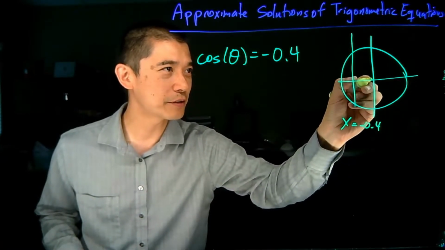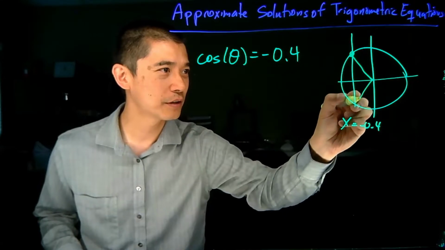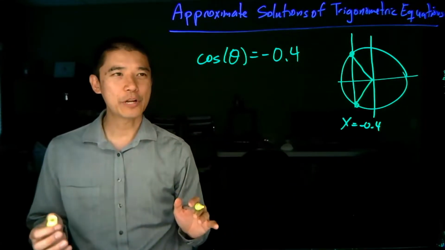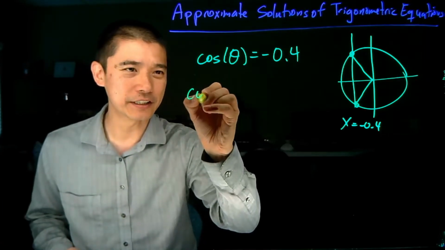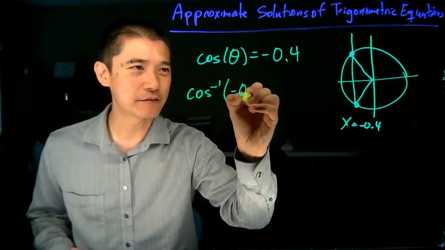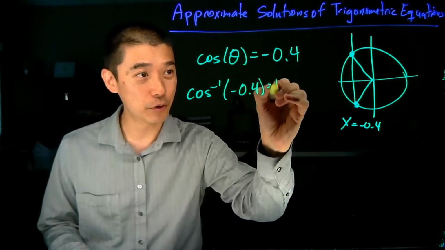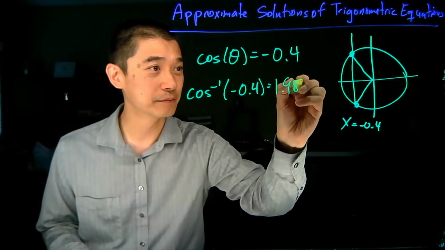And so we see we have a solution in the second quadrant and a solution in the third quadrant. What do we do now? Well, now we go to our calculator. We calculate the inverse cosine of negative 0.4. And we're going to do it in radians, and this is going to get us 1.9823.